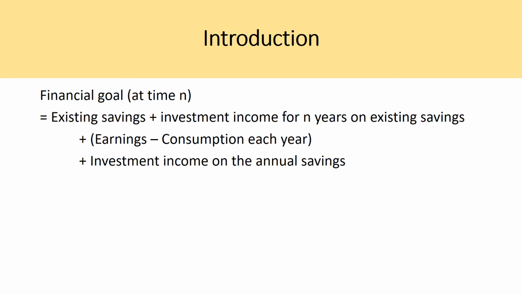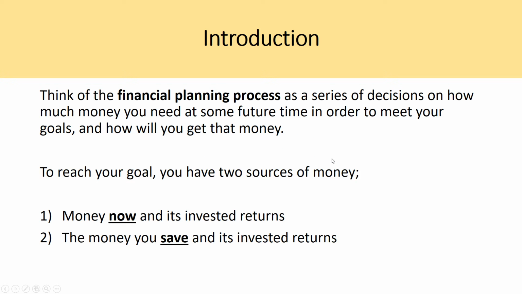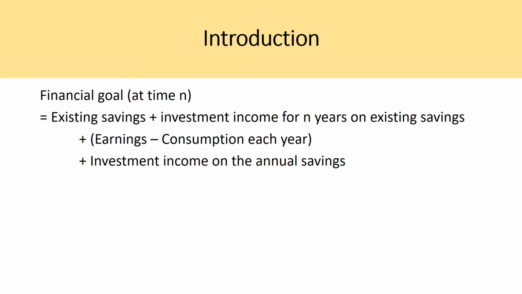Okay? And so we can display this a little bit more mathematically. So the financial goal at time n, if it's 20 or 30 periods in the future, whether that financial goal is $1 million or $10 million, we get to that financial goal by looking at our existing savings, plus the investment income on this existing savings for n periods, plus earnings minus consumption, which equals savings, plus the invested income on those annual savings. Okay, so we're still looking at those two sources: money we have now and the money we save, and the relevant investment income that we earn on both of those sources of money.